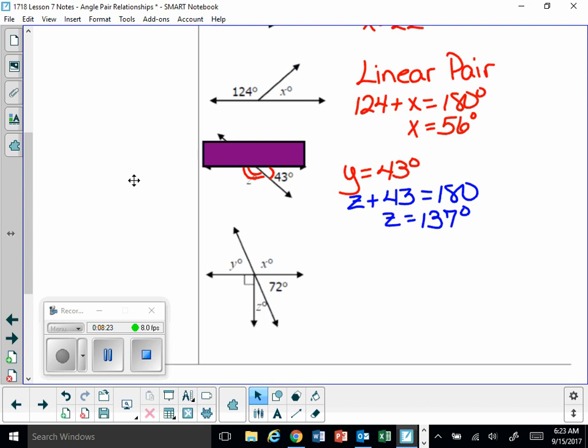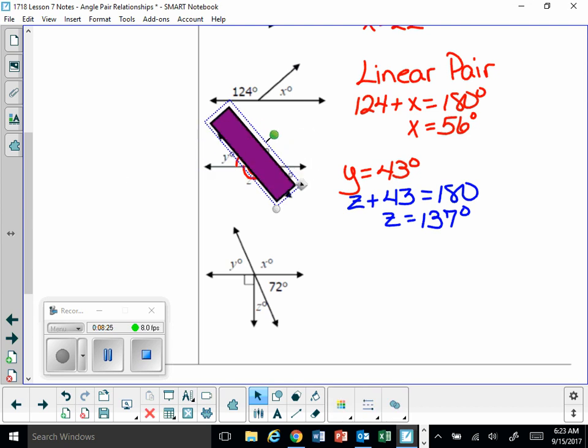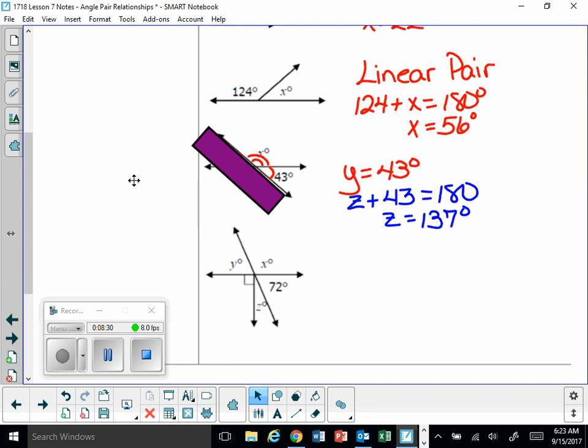I could also look at it this way, covering up the bottom left-hand side of the diagram, noticing that X and 43 form a linear pair. Options, and you are welcome to use a colored note card to help you cover up diagrams and see things a little more clearly.